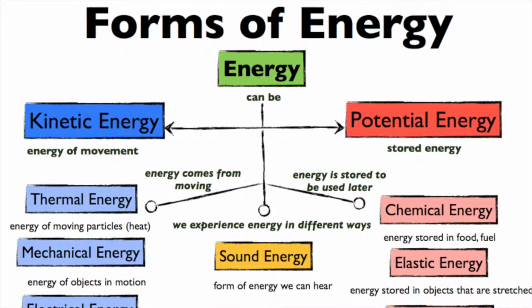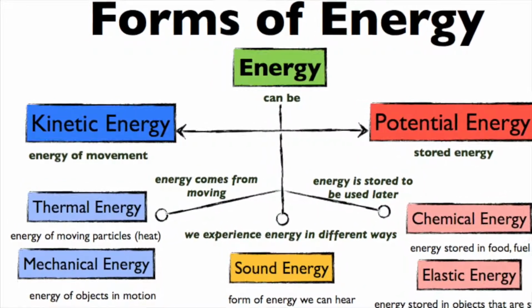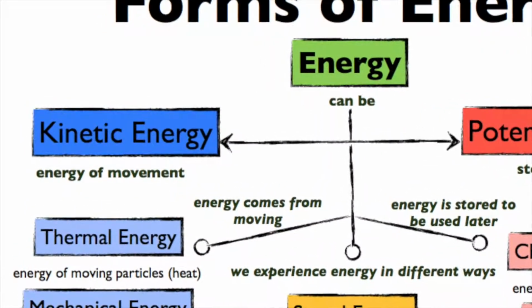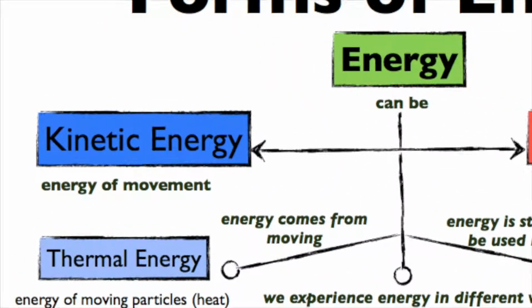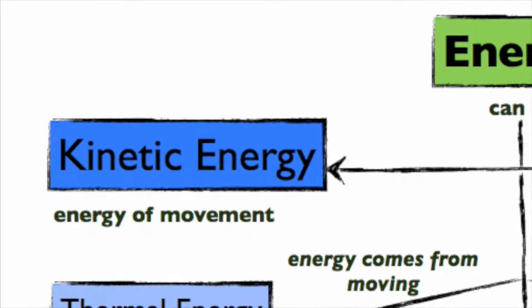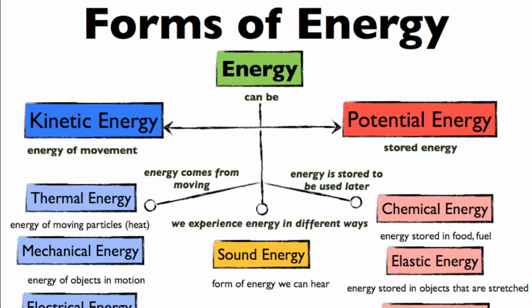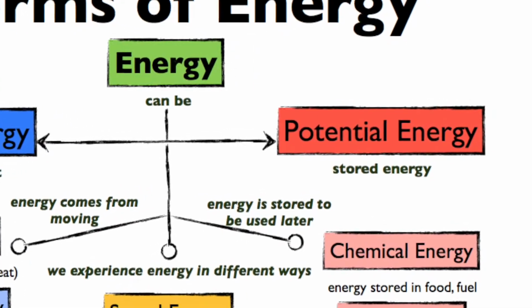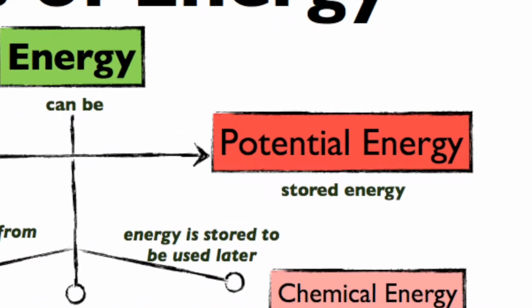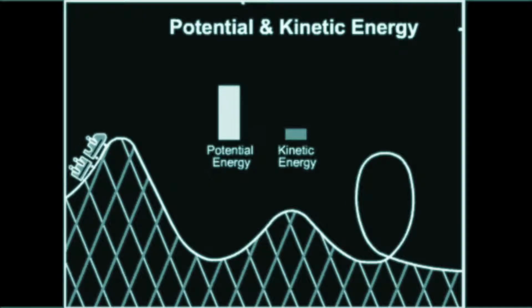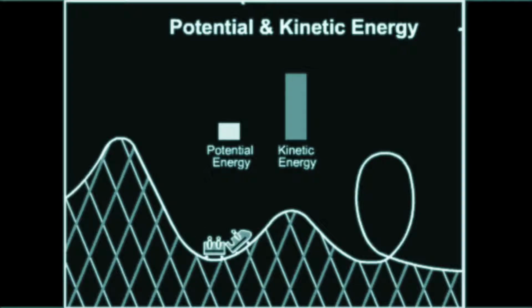As you can see in this diagram, there are two main categories that I will divide our 10 forms of energy in. On the left hand side we can see kinetic energy, which is energy that comes from movement. Whereas on the right hand side we can see potential energy, which is energy that basically is stored inside matter.